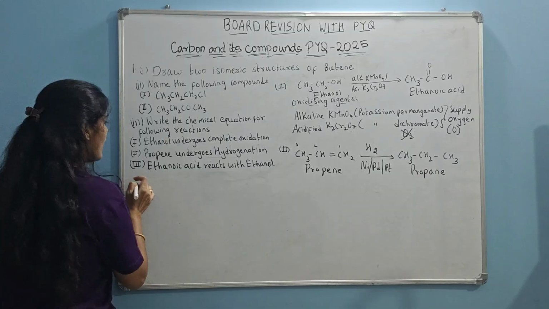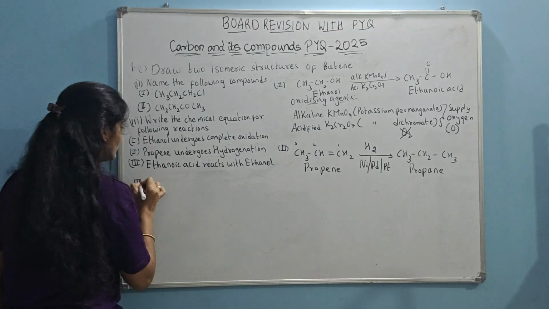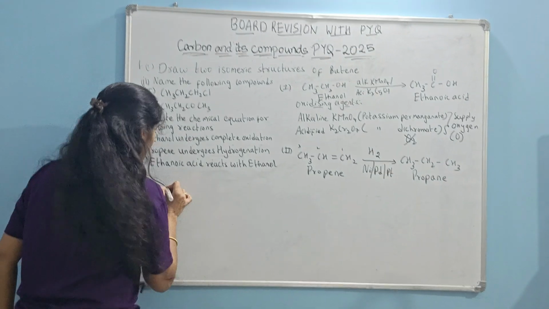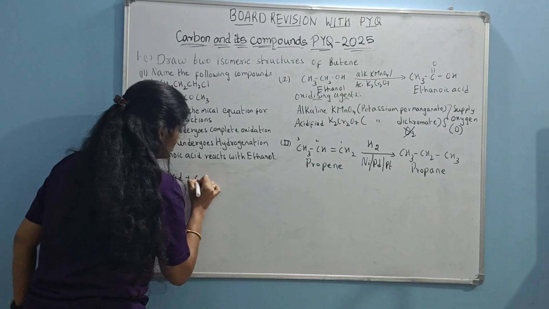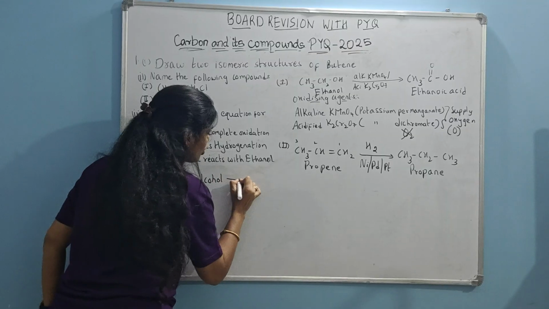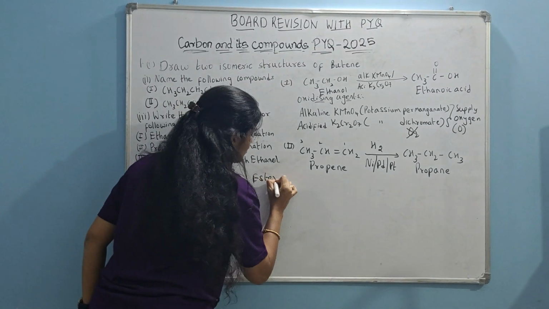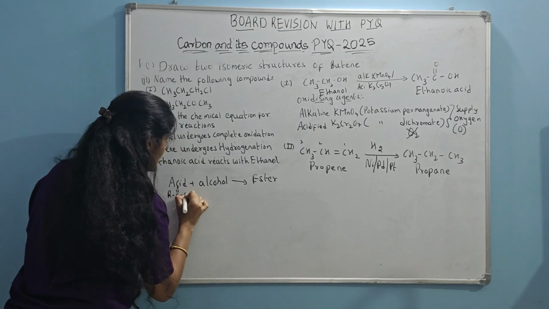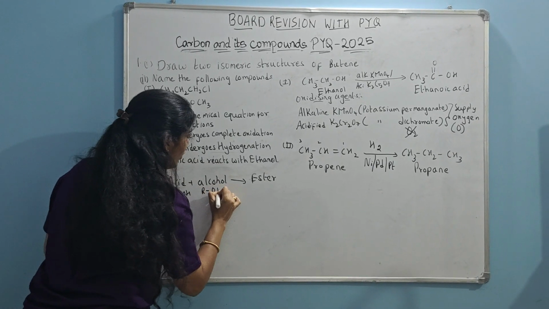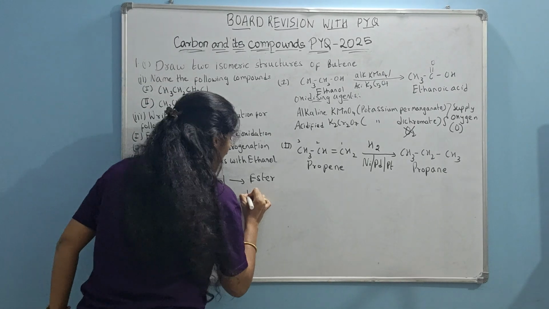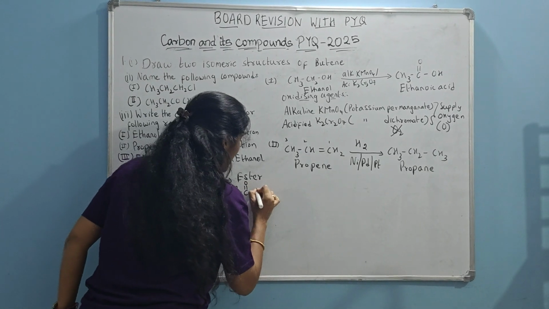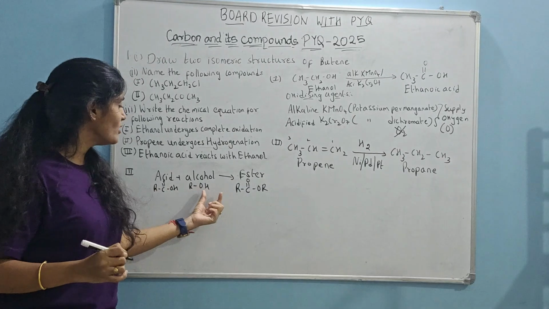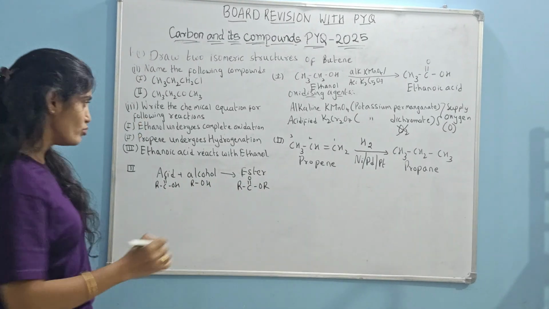Next reaction, I have to react ethanoic acid with ethanol. Before writing the reaction, I will tell you something here. Acid plus alcohol will give me ester. The general formula of acid is RCOOH, the general formula of alcohol is ROH, and the general formula of ester is RCOOR. Clear? Now I have to react acid plus alcohol and ester should be formed.